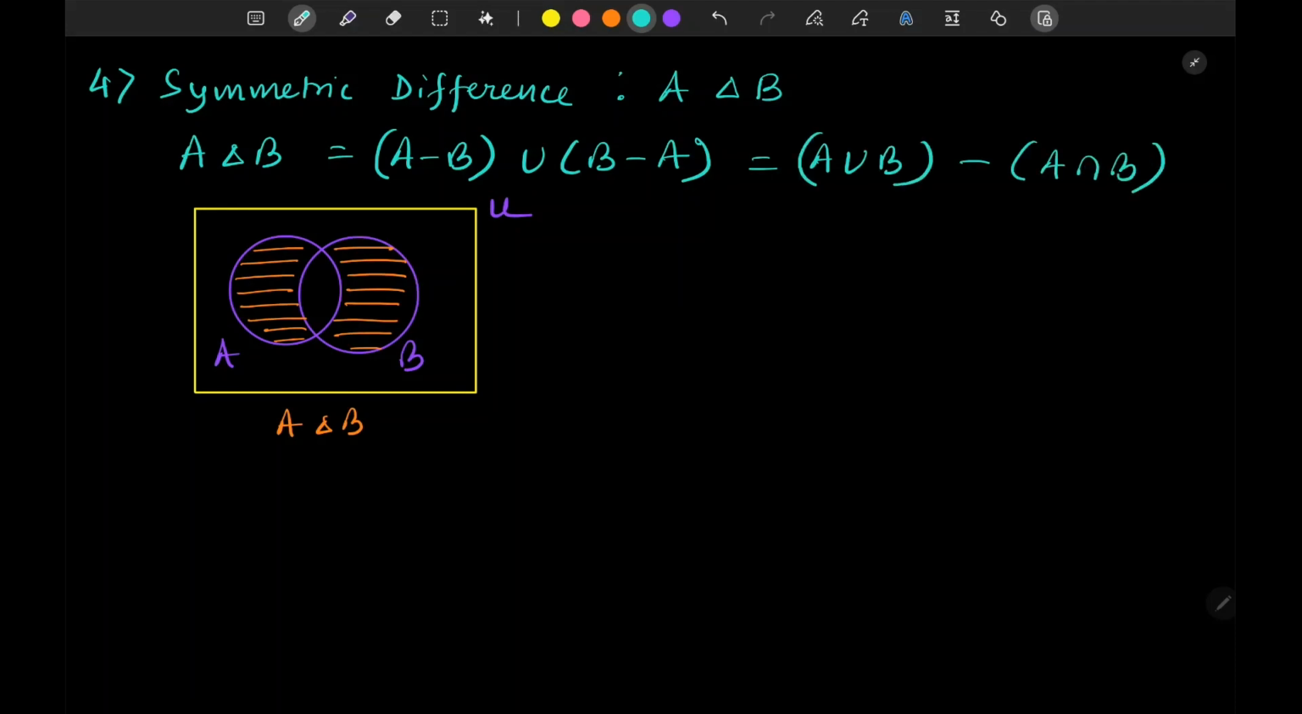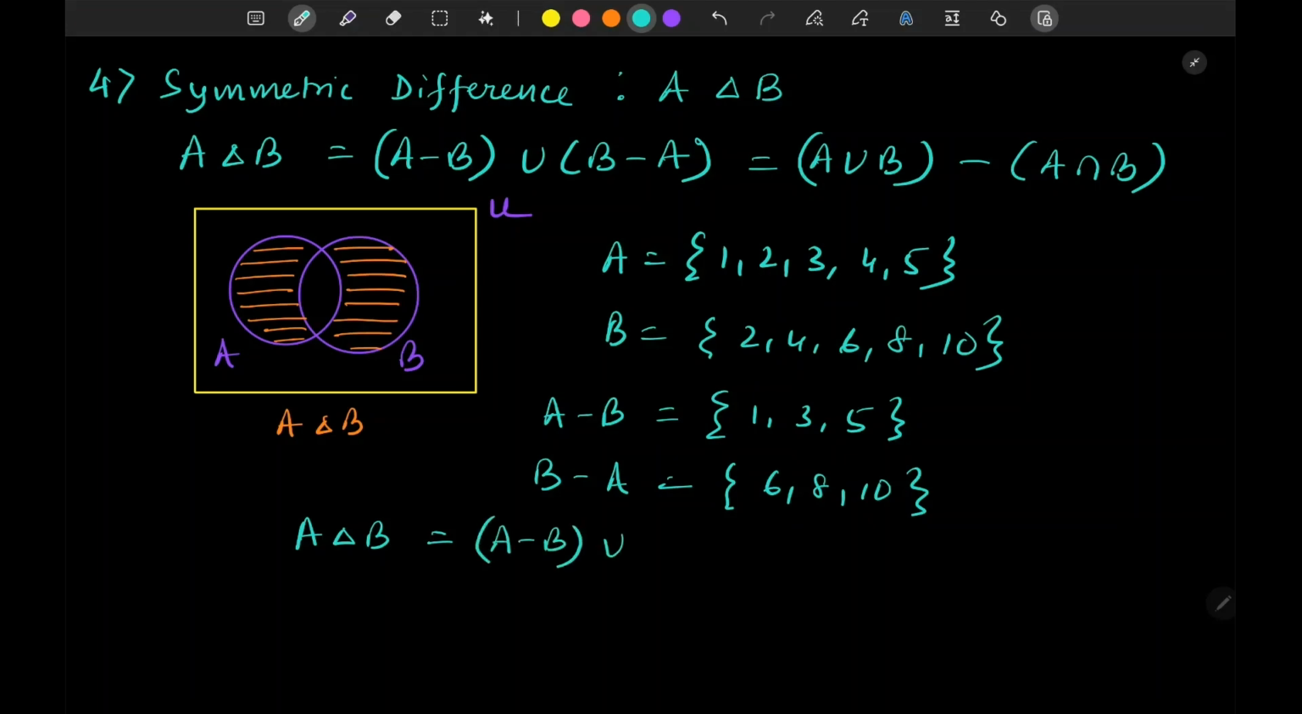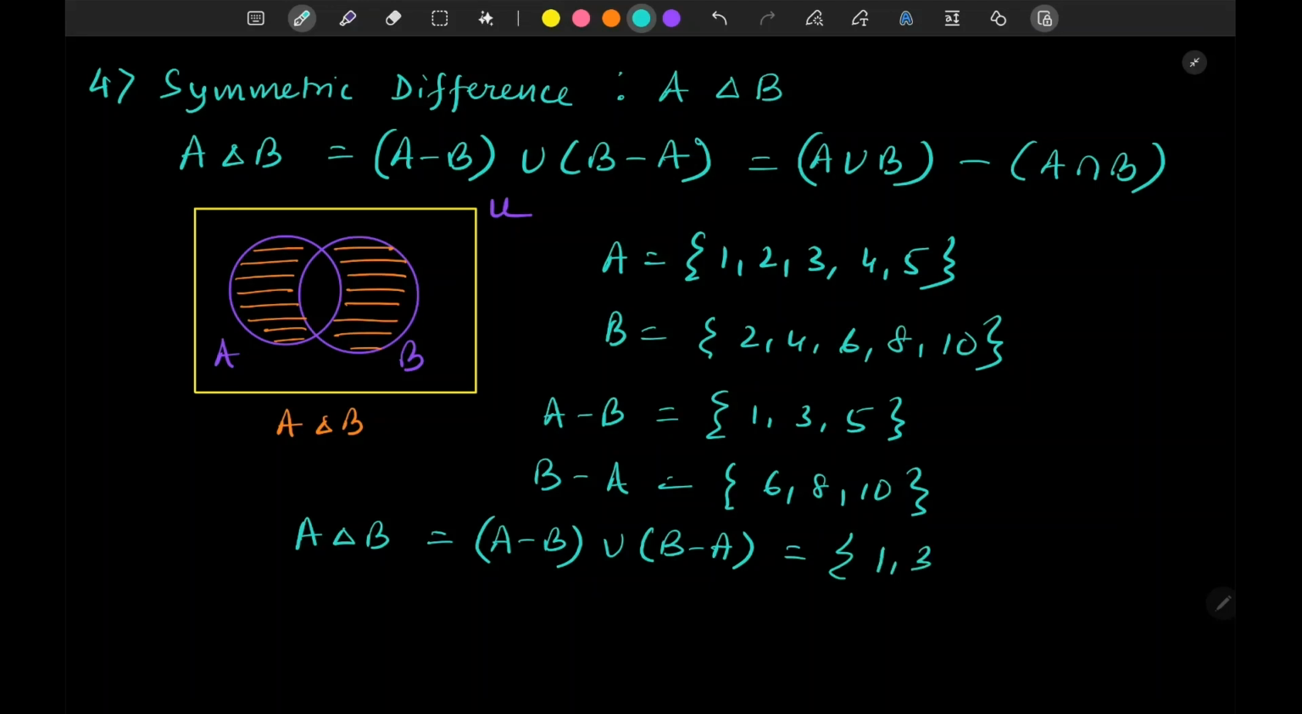This can be further demonstrated using an example. So let us take two sets A and B consisting of these elements. Now, A minus B will be a set which has all the elements in A but not in B, and B minus A will be a set which has all the elements present in B but not in A. Therefore, A symmetric difference B will be the union of the sets A minus B and B minus A, which gives us the set 1, 3, 5, 6, 8, 10.